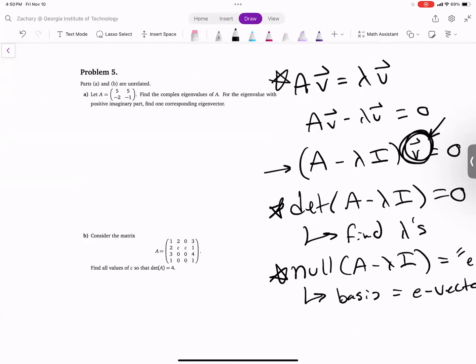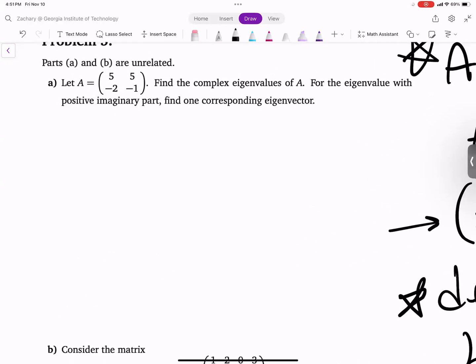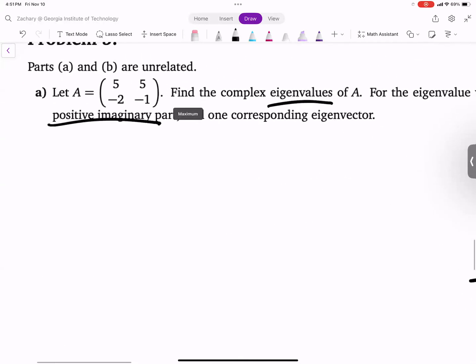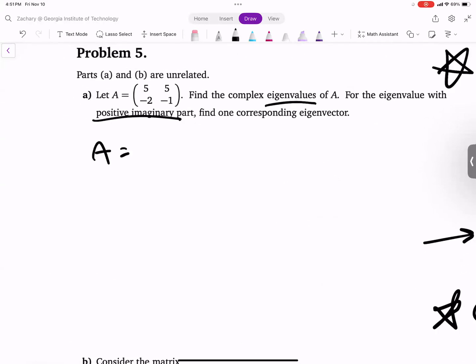So now when we look at this question, we have A equals 5, 5, -2, -1. Find the eigenvalues of A, and then for the one with the positive imaginary part, find one corresponding eigenvector. So, how do we find an eigenvalue? We take the determinant of A minus lambda I. So A minus lambda I equals 5 minus lambda, 5, -2, -1 minus lambda. Not I, lambda. Whoa, I'm getting way ahead of myself.